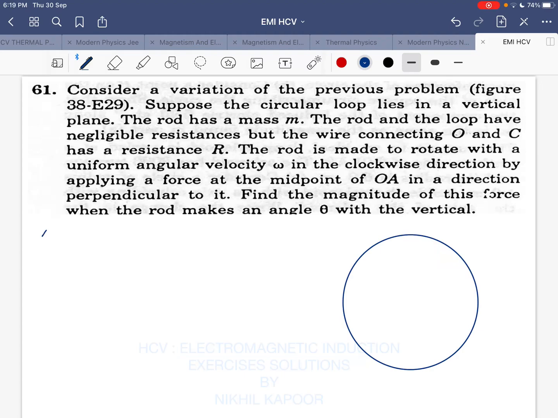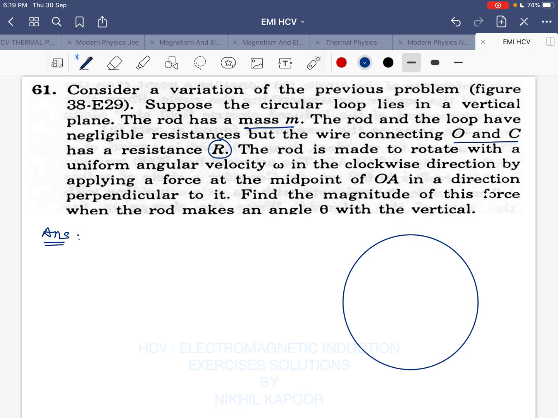So let's start with the 61st example. Consider a variation of the previous problem. Suppose the circular loop lies in a vertical plane. The rod is having a mass m. The rod and the loop have negligible resistance, but the wire connecting O and C is having a resistance R.